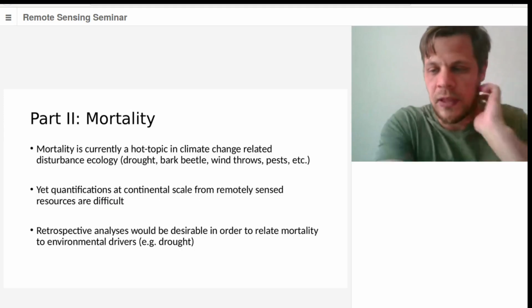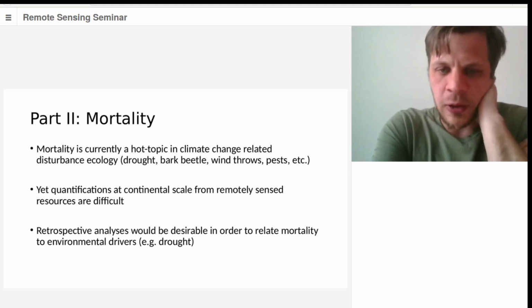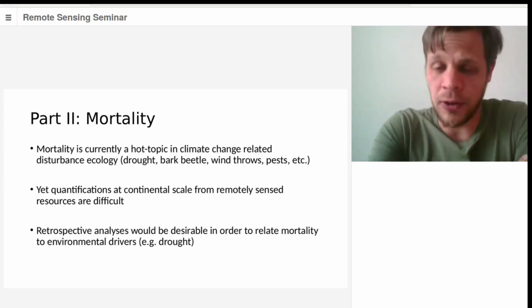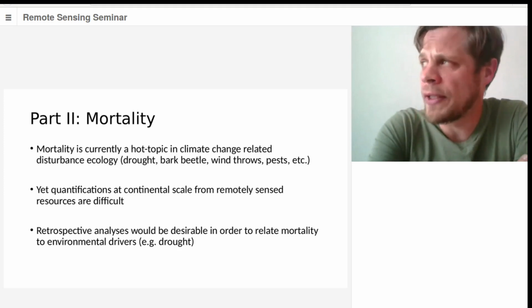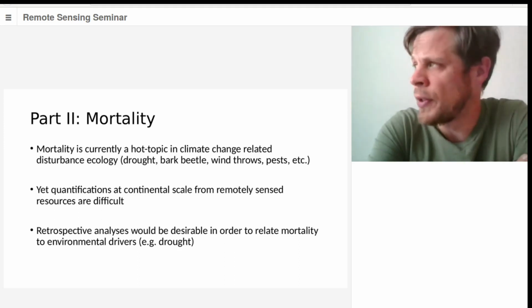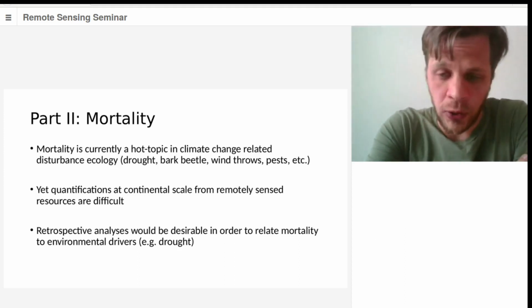Then a little bit about mortality. I think I will outline this a bit more in detail. As you may know, mortality is currently a hot topic in climate change related disturbance ecology. The reason is that during the last years there occurred worldwide more really extreme summer droughts, and in particular in Central Europe and Southern Europe, large-scale tree dieback occurred in the last years.